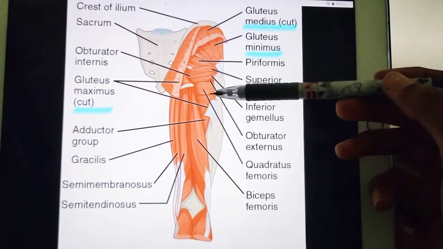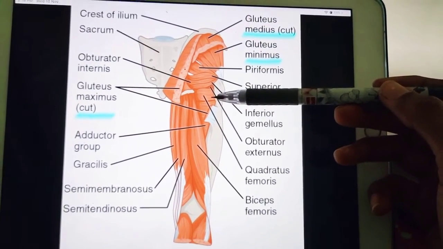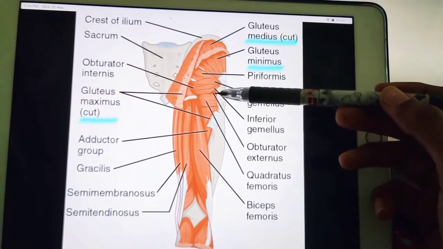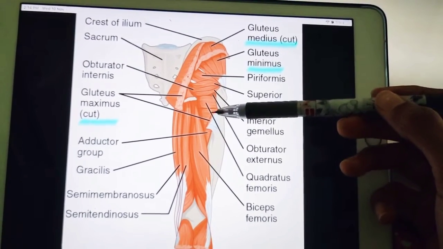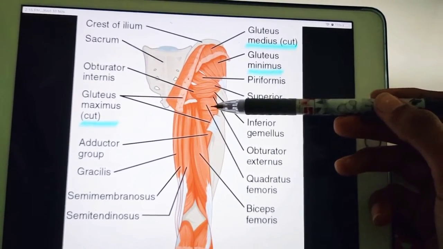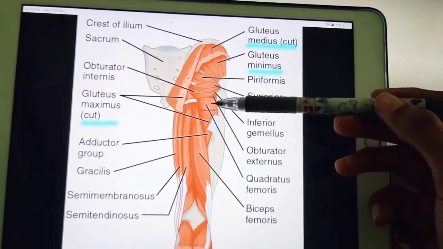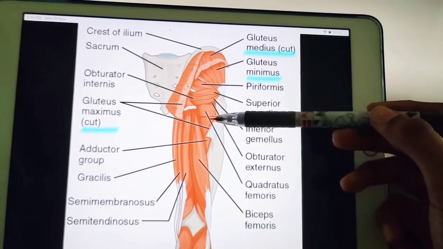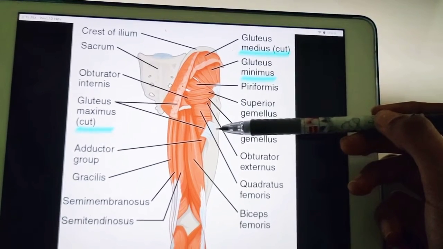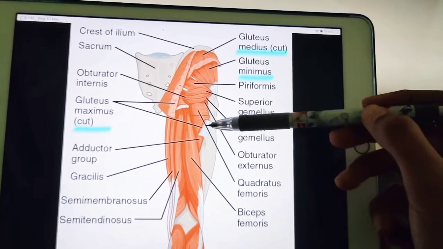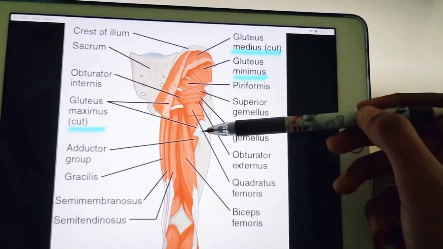So quadratus femoris is a quadrangular muscle between the inferior gemella and adductor magnus, right? It gets its origin from the upper border of the ischial tuberosity, and is inserted into the quadrate tubercle and the area below it. So it gets inserted into the quadrate tubercle on the femur, right?